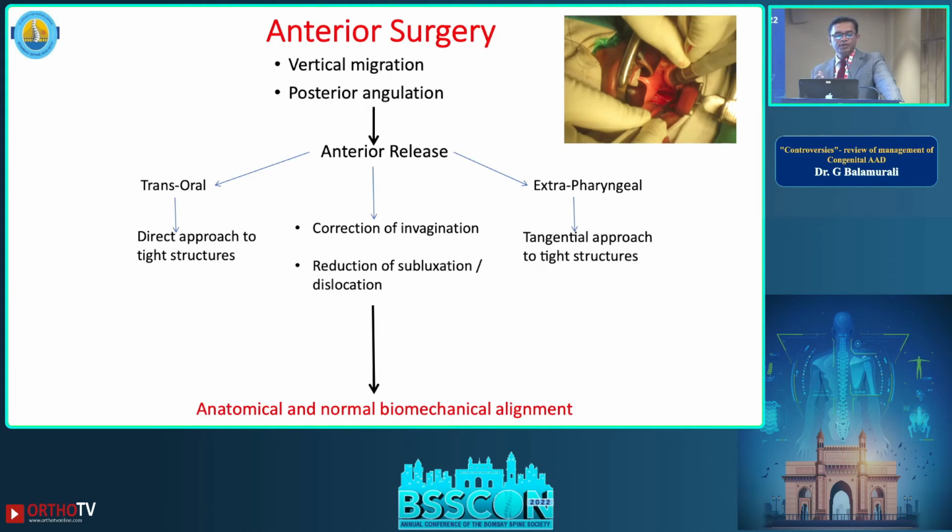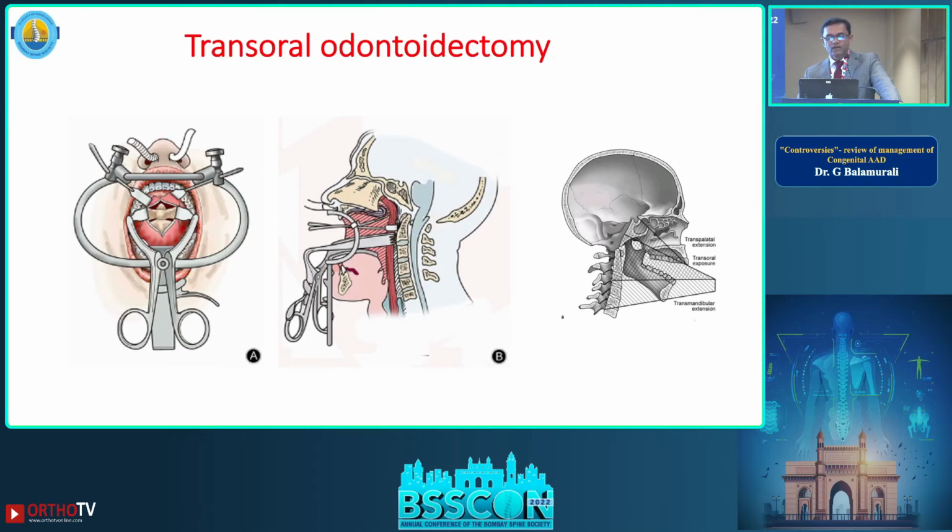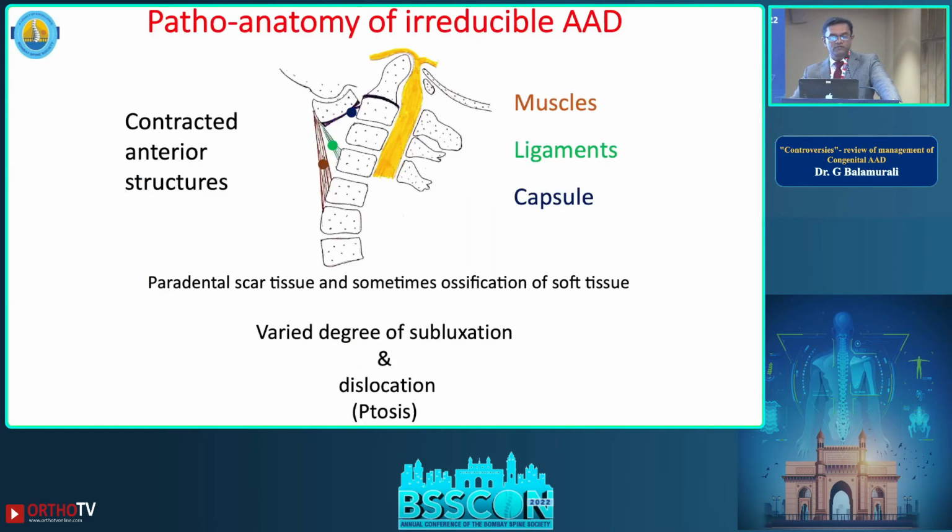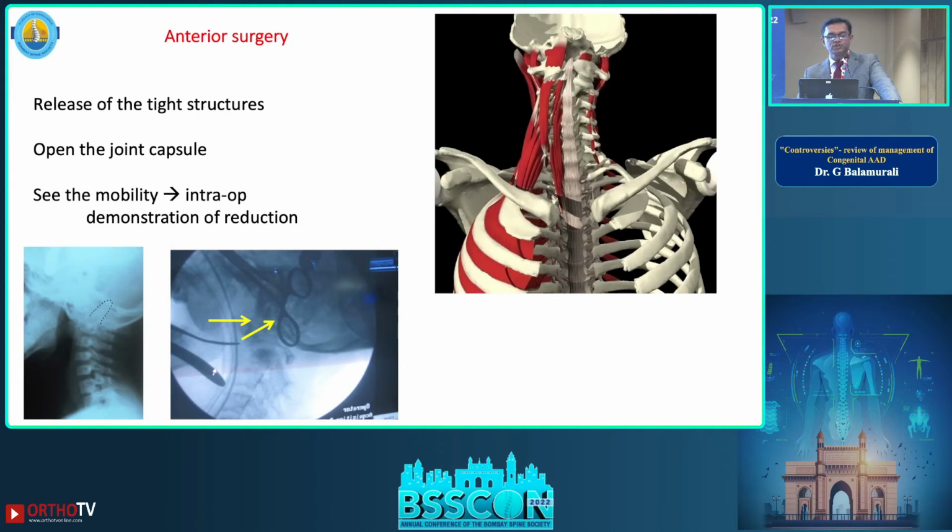And anteriorly, you need to know if you are not able to reduce, then you have to go anterior. You have to either do a direct decompression, transoral, or you can do an indirect by releasing the various ligaments and then go back posterior. So the transoral odontoidectomy, I think tomorrow you have a demonstration of that. So again, the anterior release, you have to make sure that intraoperatively you are able to release. So that's how you release.